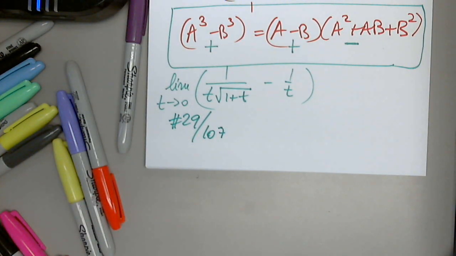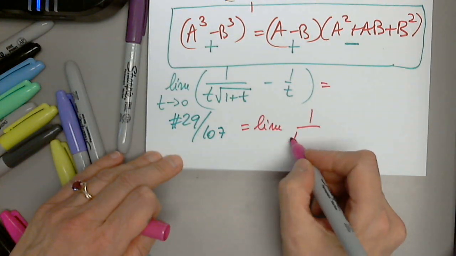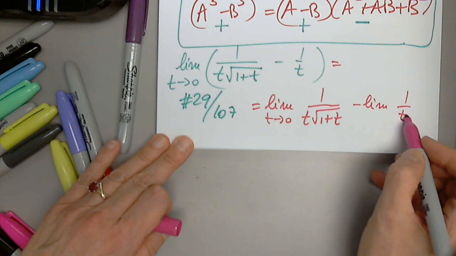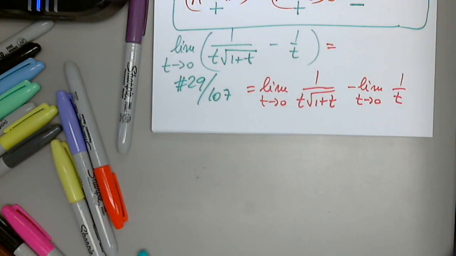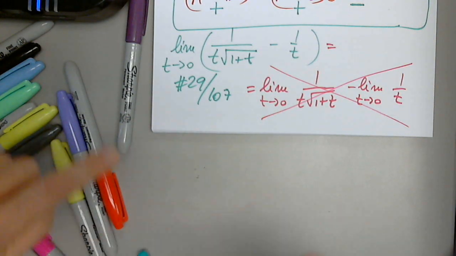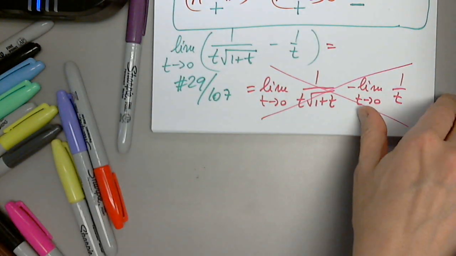So here's what I would like to do. Please don't write it. I would like to write the limit of 1 over t times the square root of 1 plus t as t approaches 0, minus the limit of 1 over t as t approaches 0. I apply the limit law that says the limit of a difference of functions is the difference of the limits. Do you agree with this? Not even the first one. So the limits do not exist. I'm not allowed to apply the limit law because the limit of this is DNE, the limit of this is DNE. Perfect.